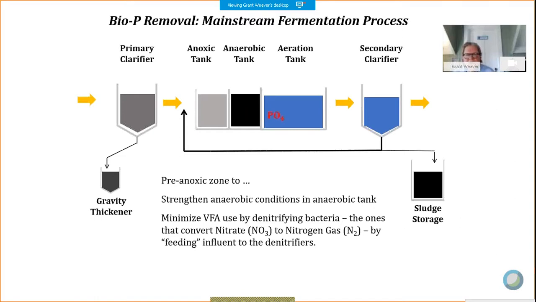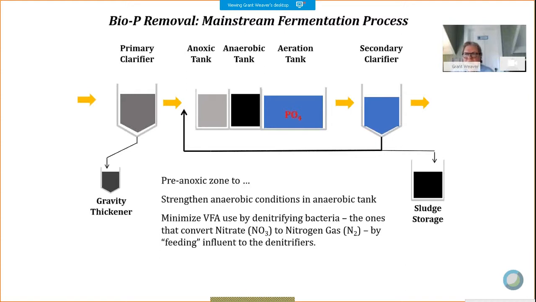Now, sophisticated plants that are designed from scratch may have these two tanks switched around with internal recycle. They may have duplicates of the anoxic and the anaerobic tank before and after the aeration tank. All kinds of configurations. But the concepts are what I'm talking about right now.